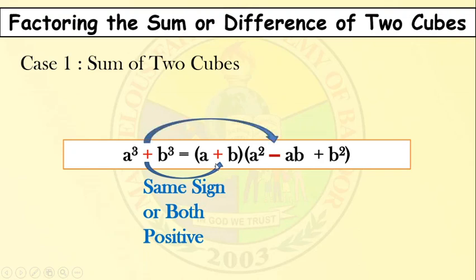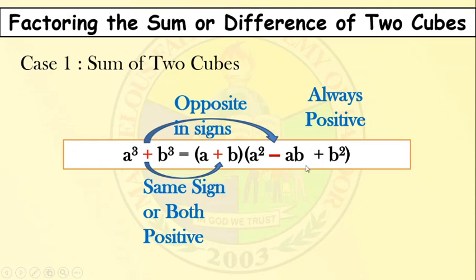And the next is opposite sign. Sa trinomial factor natin, nagbabago yung sign natin or yung operation. Kapag plus, magiging minus. Yun yung pagkakaiba ng dalawa. And the next, always positive yung huli natin. Always positive yung operation natin sa huli sa trinomial factor.